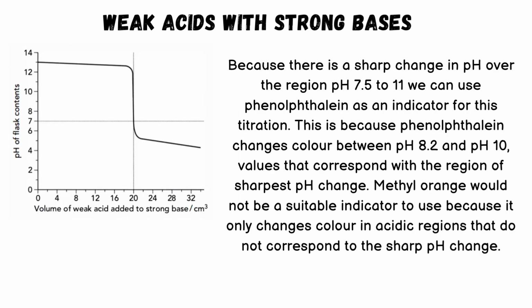Because there is a sharp change in pH over the region pH 7.5 to 11, we can use phenolphthalein as an indicator for this titration. This is because phenolphthalein changes color between pH 8.2 and pH 10, values that correspond with the region of sharpest pH change. Methyl orange would not be a suitable indicator to use because it only changes color in acidic regions that do not correspond to the sharp pH change.